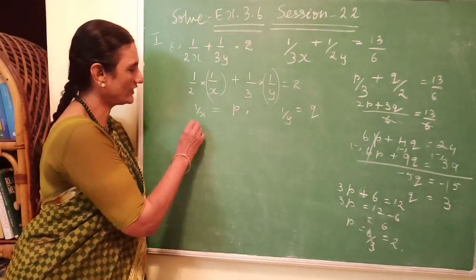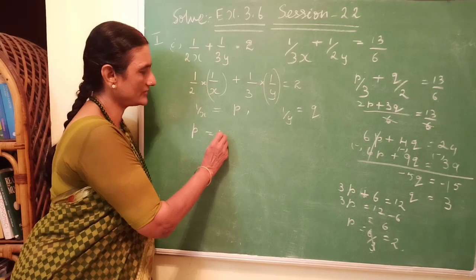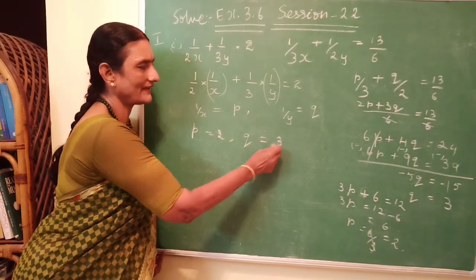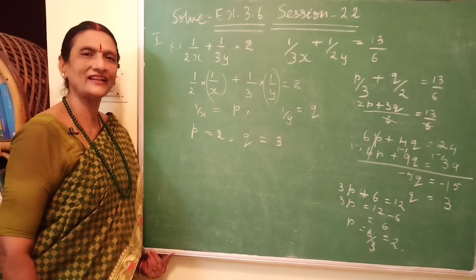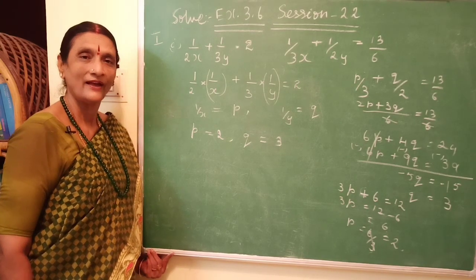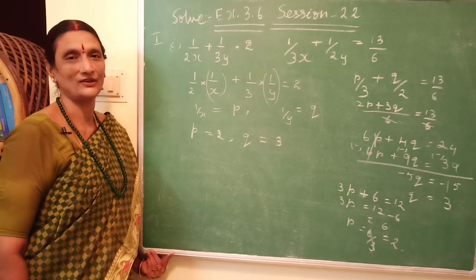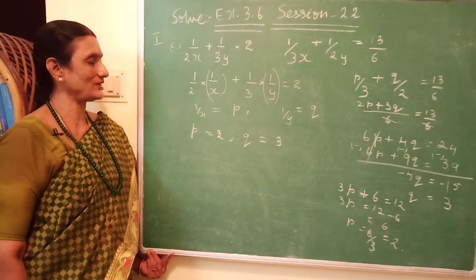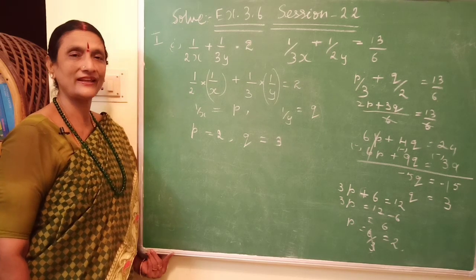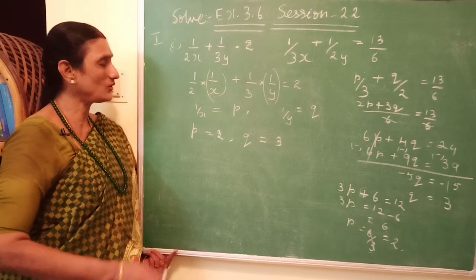Now what is the value of p, children? p is equal to 2. What is the q value? It is 3. Now p and q are not the given values. p and q are not the values of x and y. p and q are the assumed values. We have assumed 1 by x is equal to p and 1 by y is equal to q. Therefore, we cannot take them as a solution. So, what do we do?